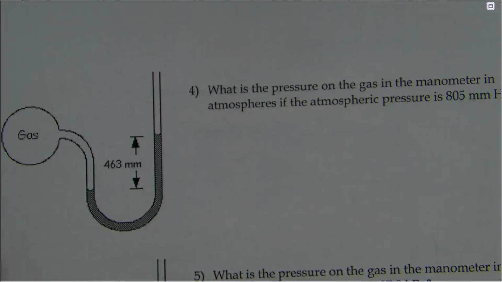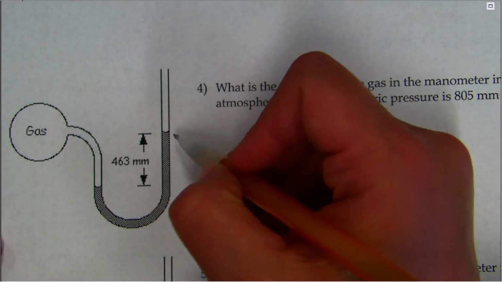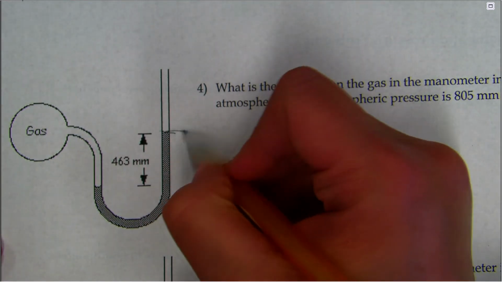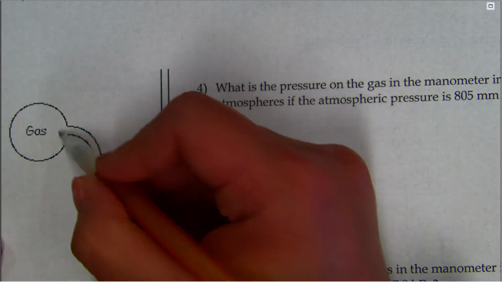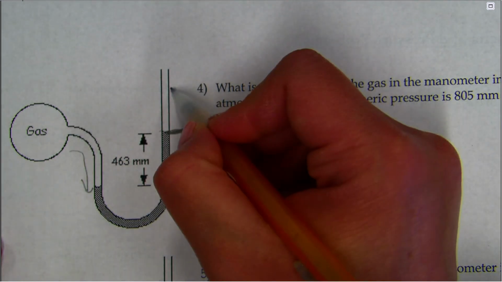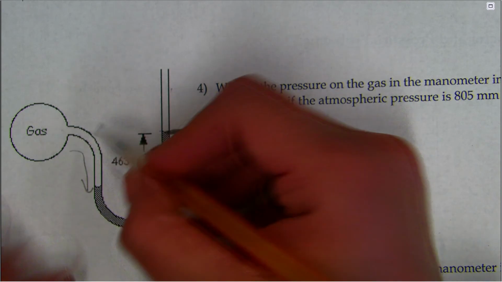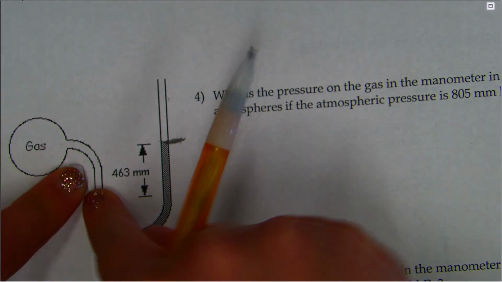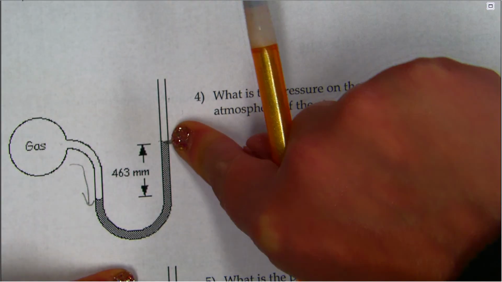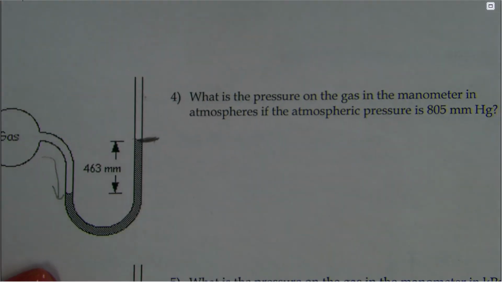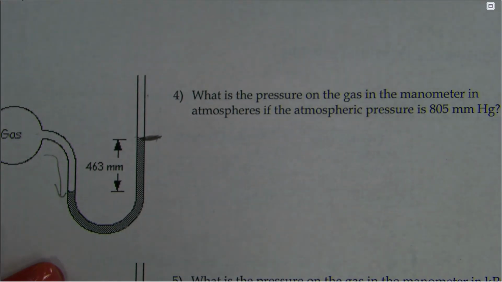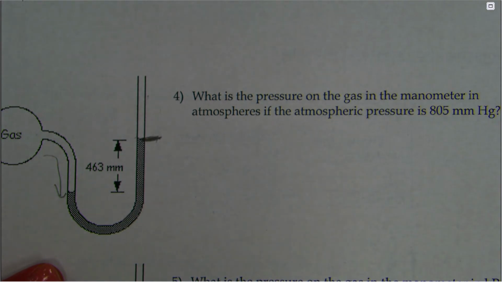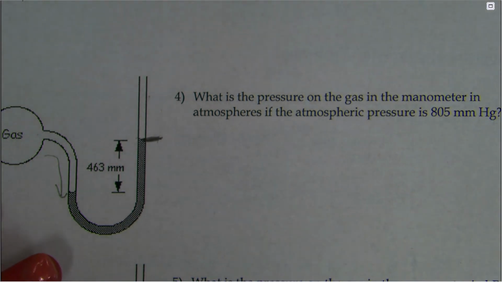All right, let's look at number 4. In number 4, we notice the mercury is higher. So the gas pressure has to be greater than the atmospheric pressure, because the gas is pushing and able to push this mercury back up toward the atmosphere. So if we want to find the pressure of the gas for this particular one, the pressure of the gas has to be greater than that of the atmosphere.